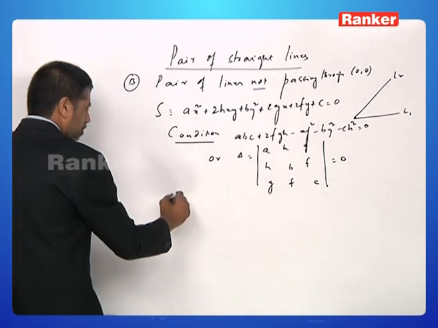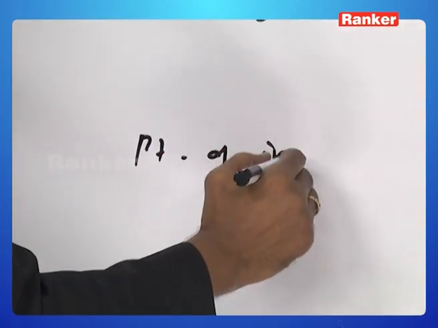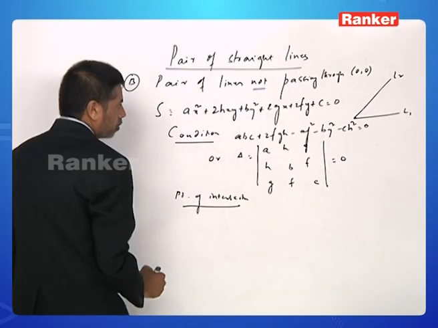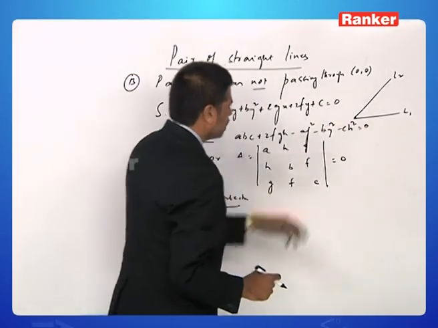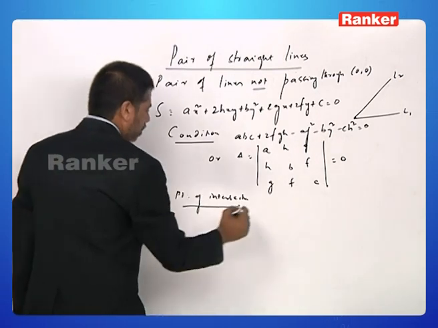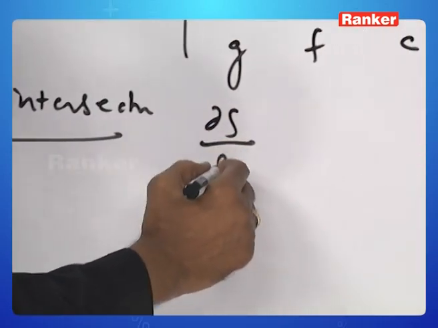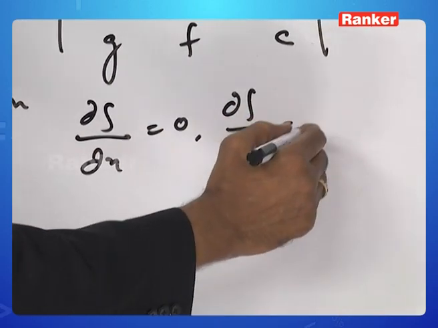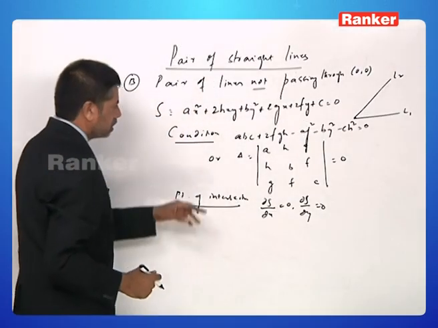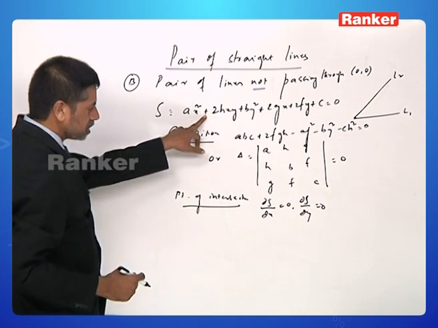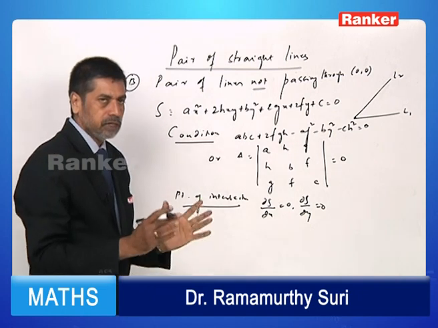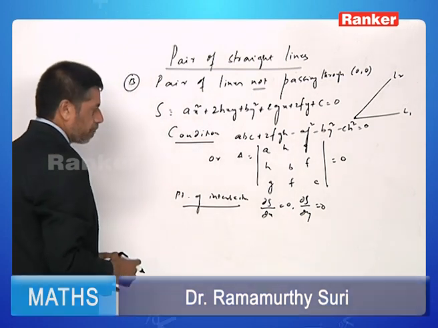Then the point of intersection of these two lines is given by a simple technique. You take dou s by dou x is equal to 0, dou s by dou y is equal to 0. That is, differentiate this partially with respect to x, then partially with respect to y, and then solve that. You will get the point of intersection.